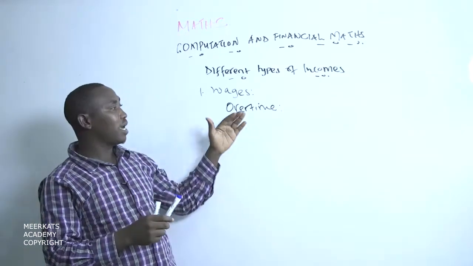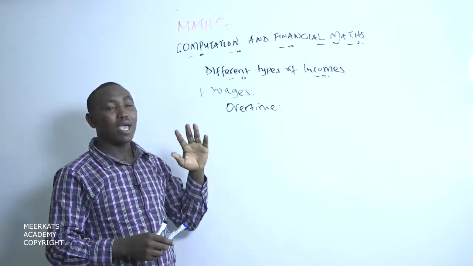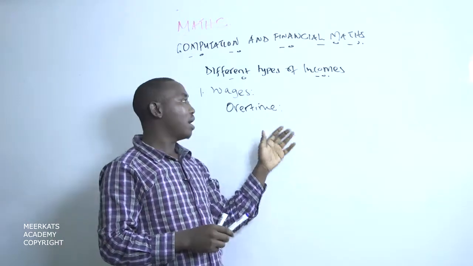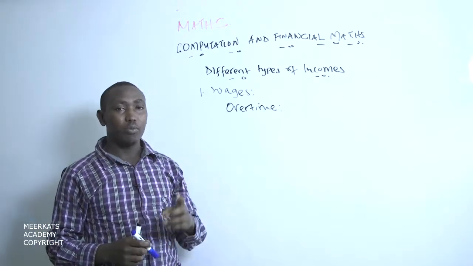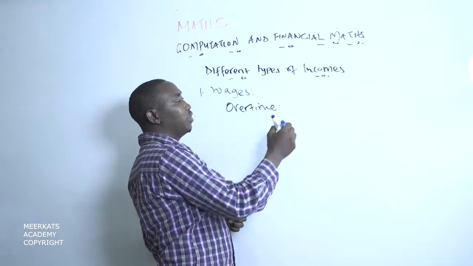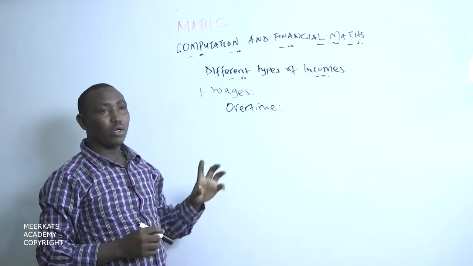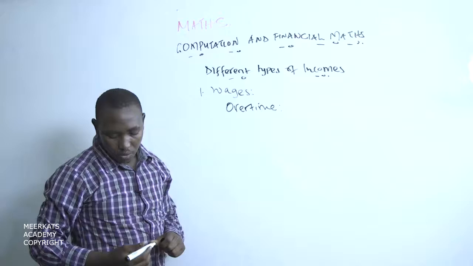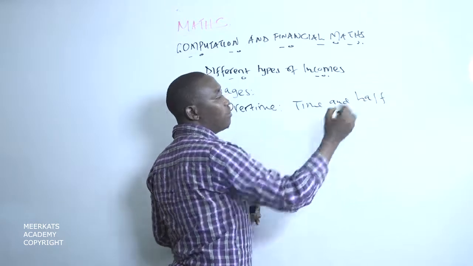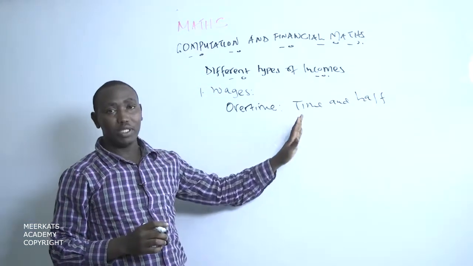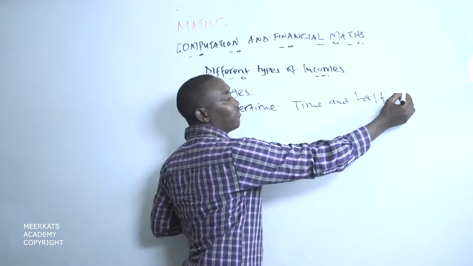Overtime is an income that is earned when individuals work extra time, especially during public holidays and during weekends. Overtime is normally calculated on 2 bases. One is called the time and half basis. With this time and half basis, the income of this individual is multiplied by 1.5.